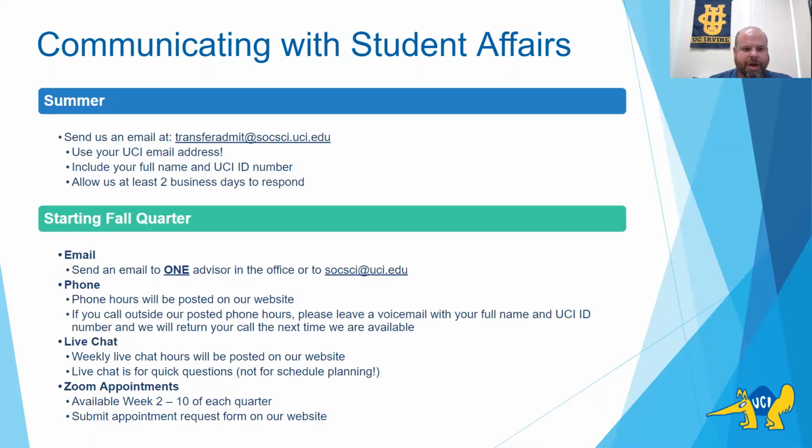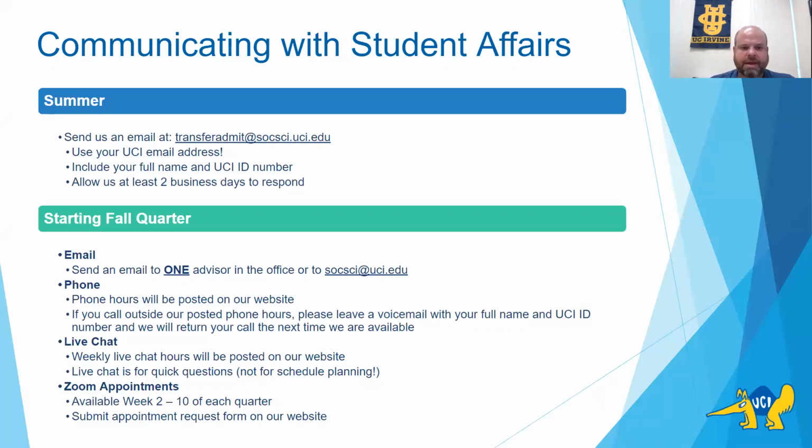If you have any questions throughout the summer, please email us at transferadmin@socsci.uci.edu. Please use your UCI email address, because we know it's active right now and we want you to use it. Include your full name and ID number in the email, so we know who we're talking to, and allow us at least 2 business days to respond. We do have a lot of new students coming in this fall, so it may take us a couple of days to get back to your email, but you will get a reply. So this is for the summer: from now until the end of September, please use that email address for any contact you might need with us.